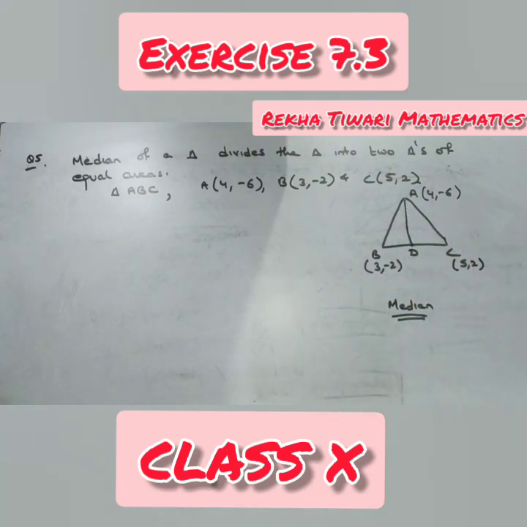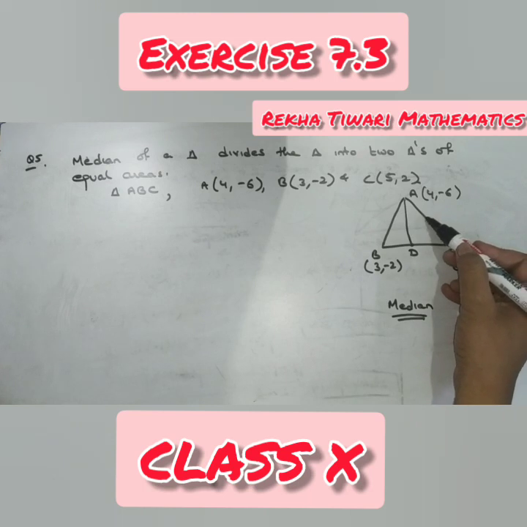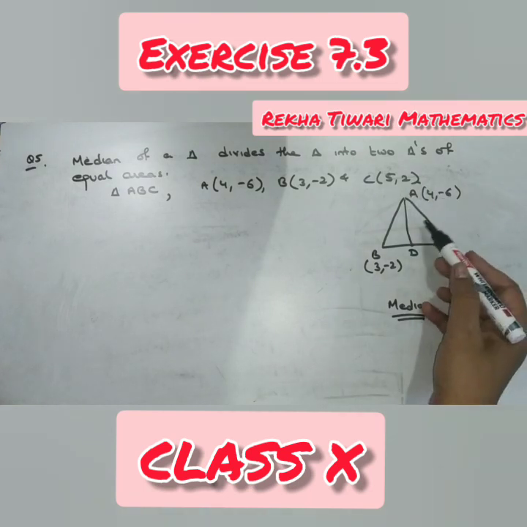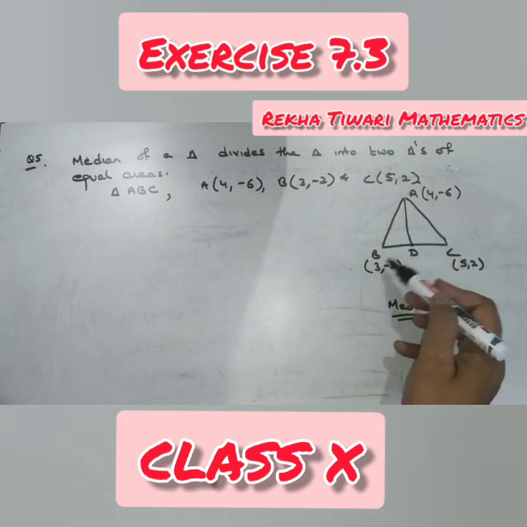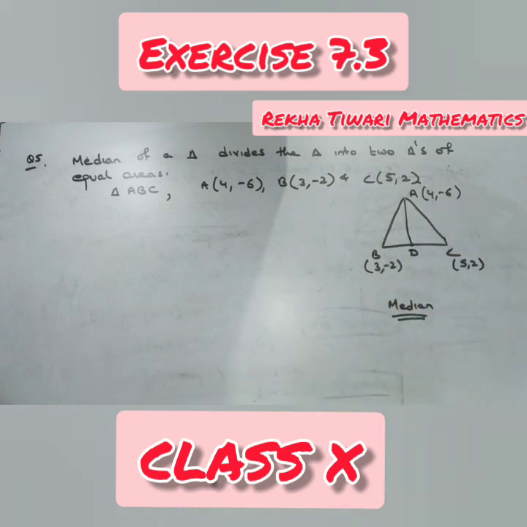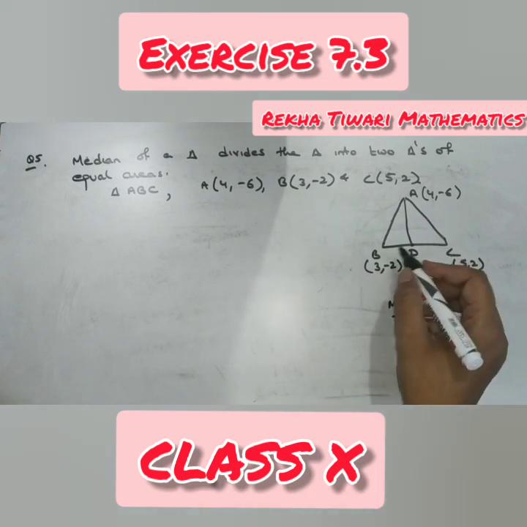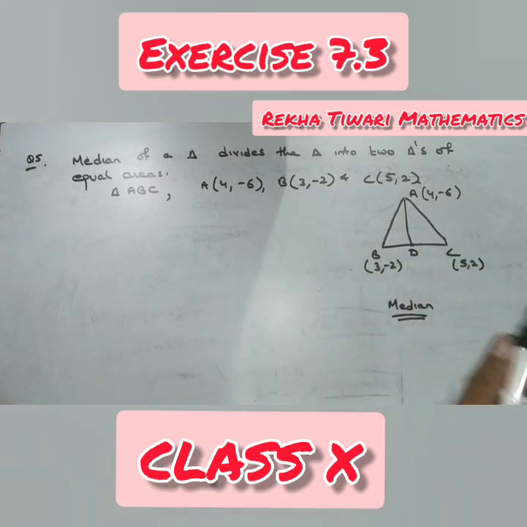You can draw any median. If you take this point E as the midpoint of AC, then BE becomes the median. If you take F as the midpoint of AB, CF becomes the median. So I have taken D as the midpoint of BC, so AD becomes the median.